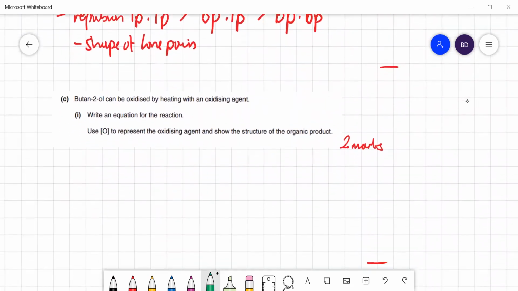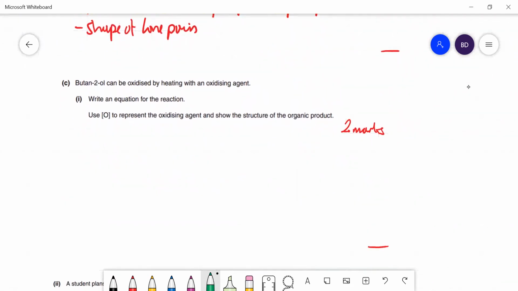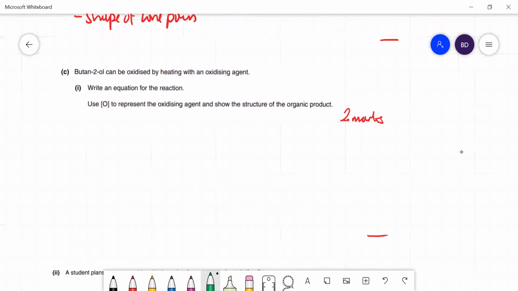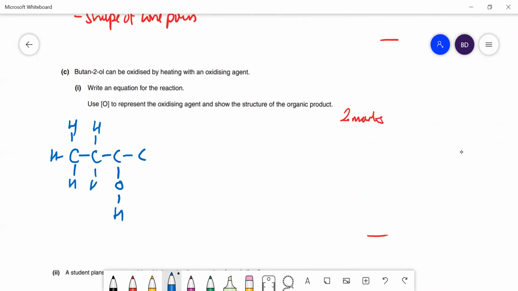Butanol can be oxidized by heating with an oxidizing agent. Write an equation for the reaction and use O to represent the oxidizing agent. Okay, so let's write butanol. I'll do it with displayed formula. Now butanol is a secondary alcohol, so when we oxidize it, we're going to get a ketone.